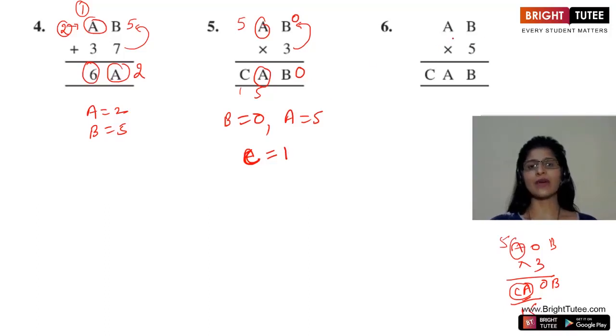Now in the next part we have AB multiplied with 5 and we should get CAB. So here we should get the same answer. When we get the same answer, 5 multiplied with 0, yes, with 0 we will get 0.